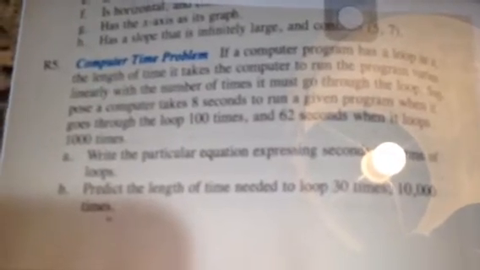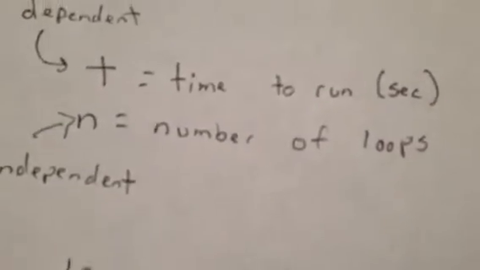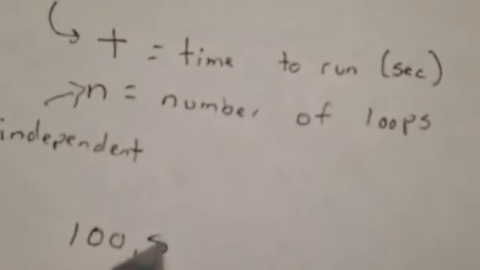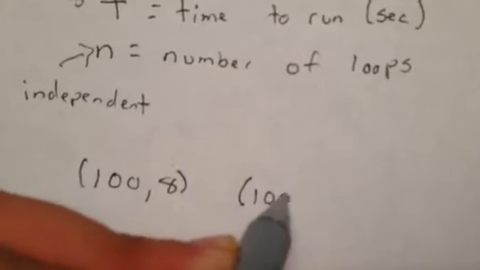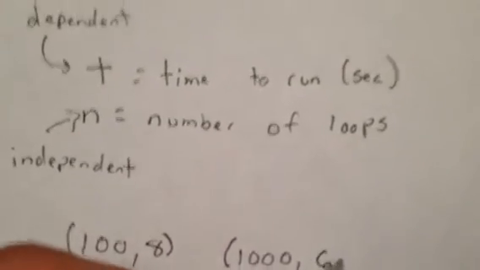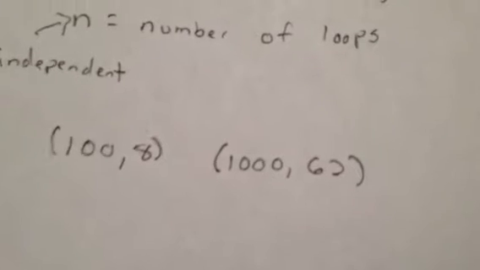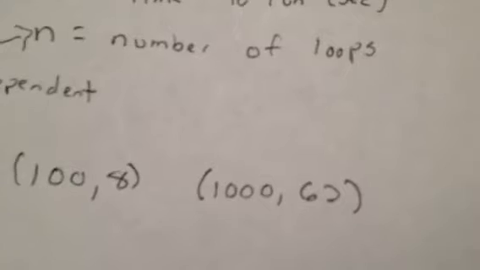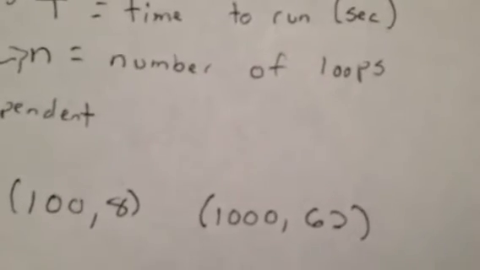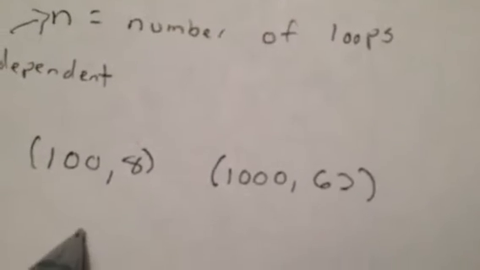Now, what we have here, 8 seconds when it goes through the loop 100 times and 62 seconds when it goes through 1,000 times, are 2 points. So, our independent, our number of loops for the first one would be 100, gives us 8 seconds. And then our other point is 1,000 loops, gives us a program of 62 seconds. We want to write the particular equation expressing seconds in terms of loops. So, we can go ahead and find the slope here.